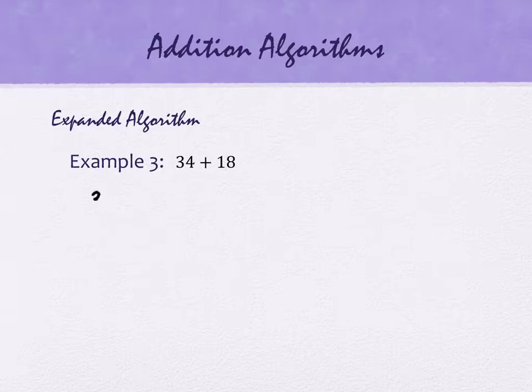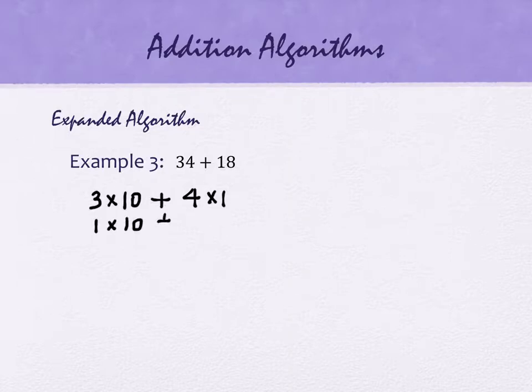The number 34 is actually 3 tens. So it's 3 times 10. Plus, it's 4 times 1. So we're just breaking it apart by place value. We've written this before. This is the expanded notation, right? We've done this in, which section was it, 3.1? I think it was 3.1. And we're going to do the same thing with 18. It's 1 times 10 plus 8 times 1.